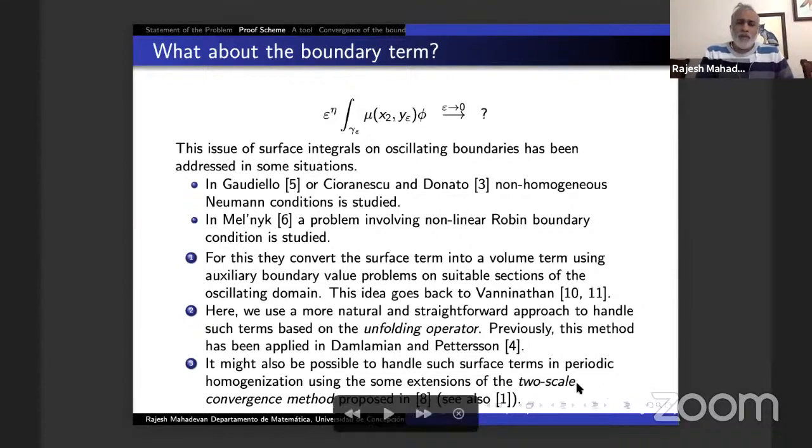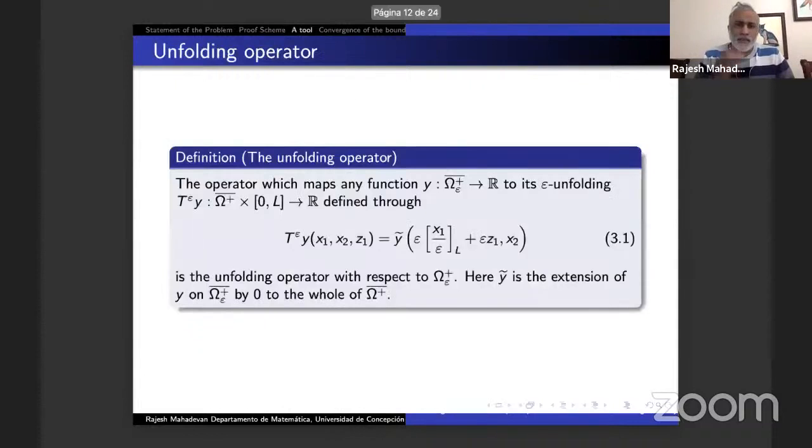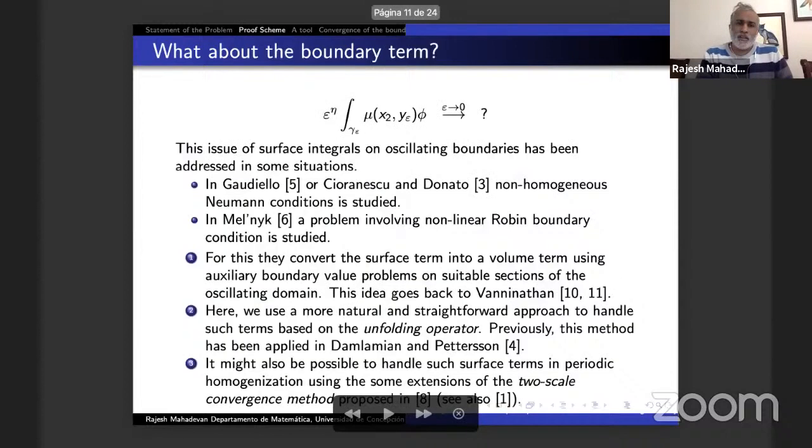And there are also maybe other alternatives to handle these kinds of surface oscillations using adaptations of the two-scale convergence method by Marianus, Radu, and others. I won't go into these other ideas, but let me briefly recall the unfolding operator. So the unfolding operator is given in omega plus epsilon, remember, it's the upper part of the domain, which is oscillating.